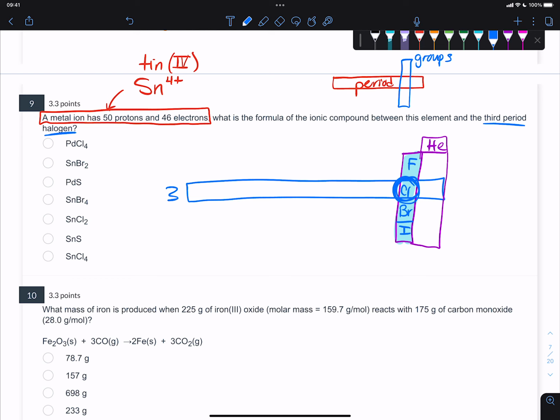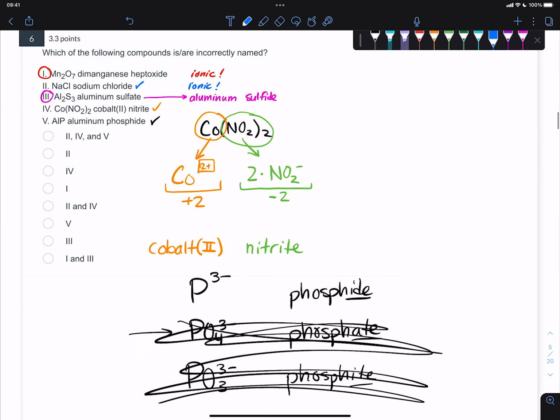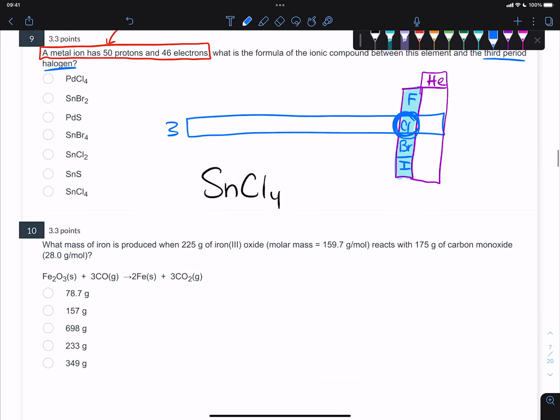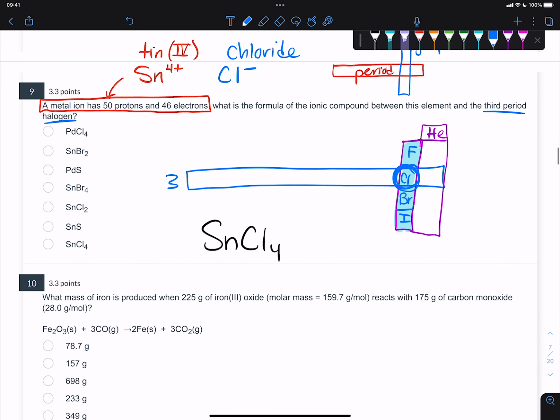So what that means is you have a chloride ion, Cl minus. And then you're looking at this and you think, well, how many chloride ions do I need to balance out the tin-4? And it's going to be 4 of them. So you do your crossover trick, or you just think logically about it, and your answer is going to be SnCl4. And if you did care, this is the chloride ion, not chlorate, not chlorite. Those would be the polyatomic ions. So this would be called tin(IV) chloride, and that would be your answer.